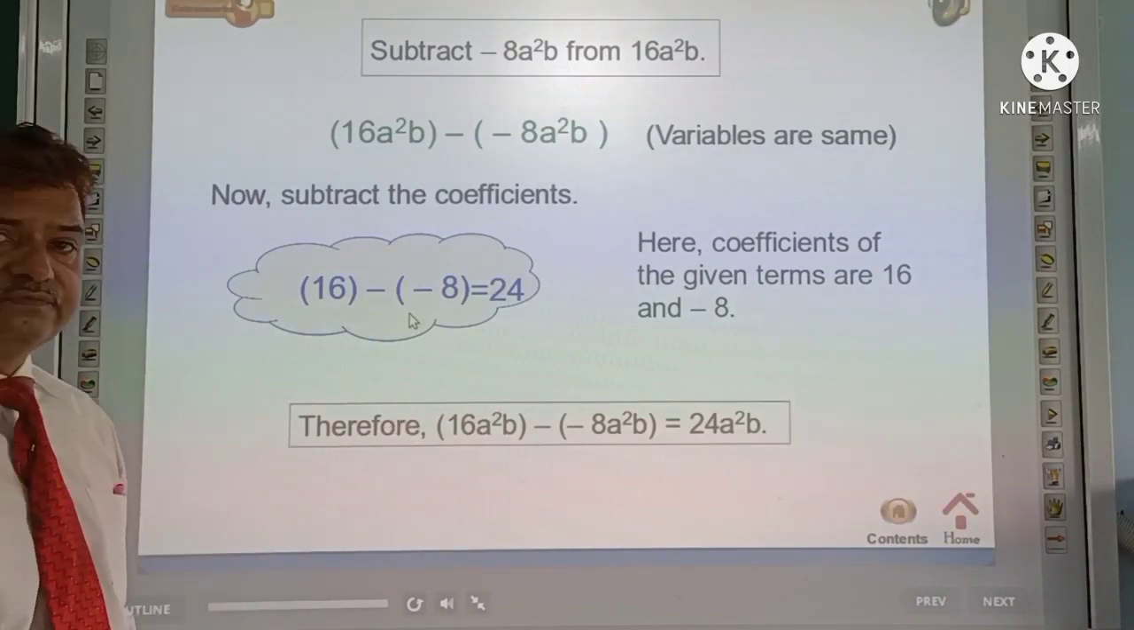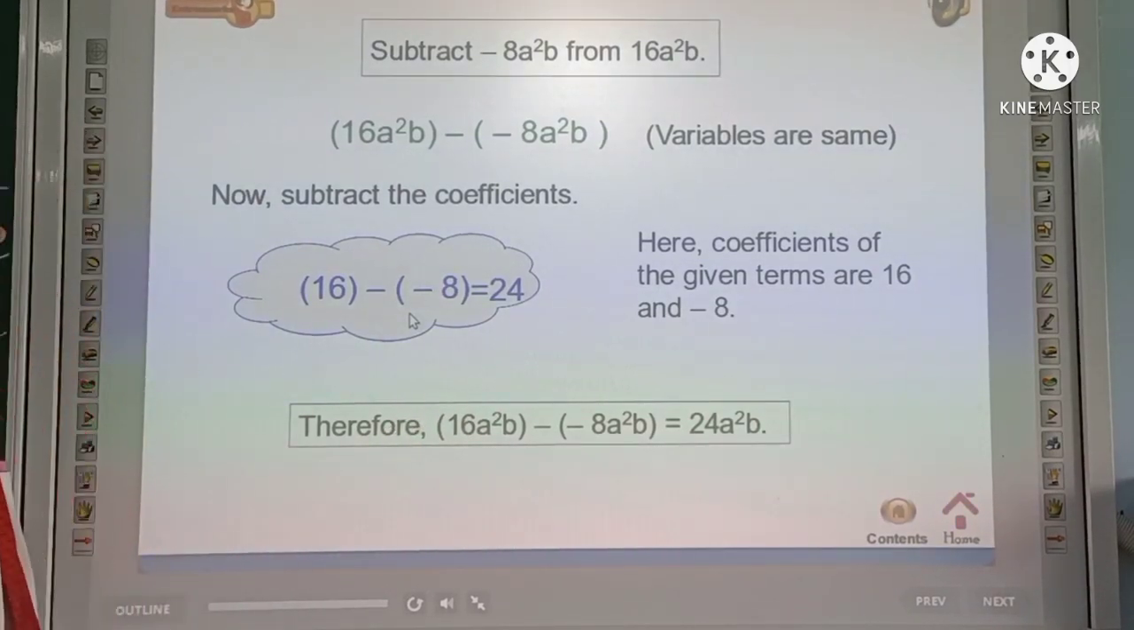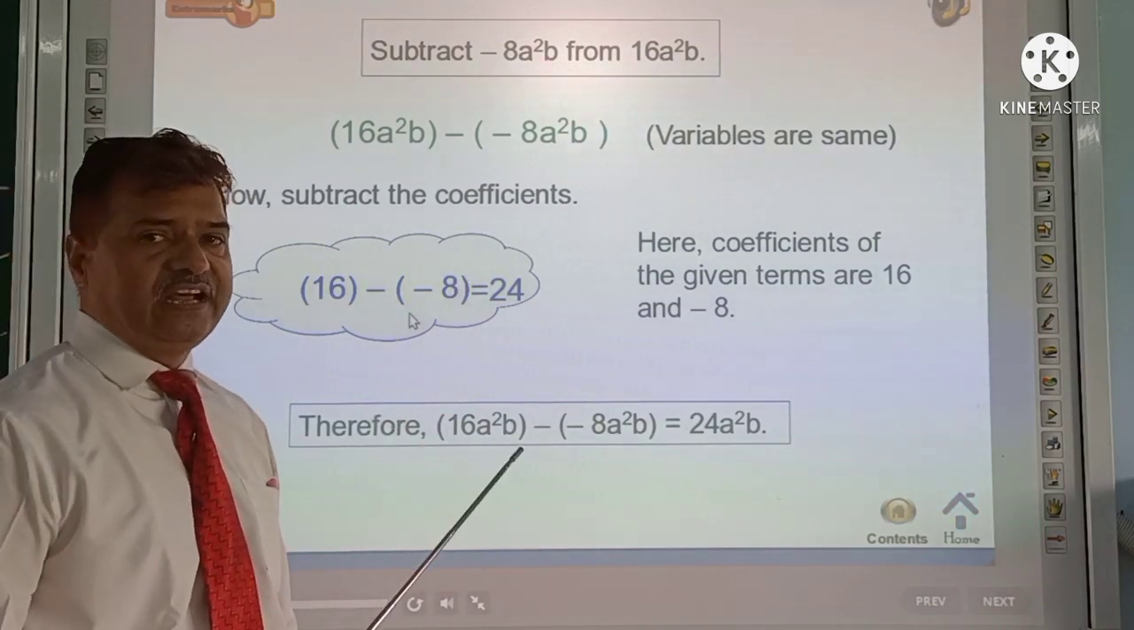You can note down it. It will help to learn it.